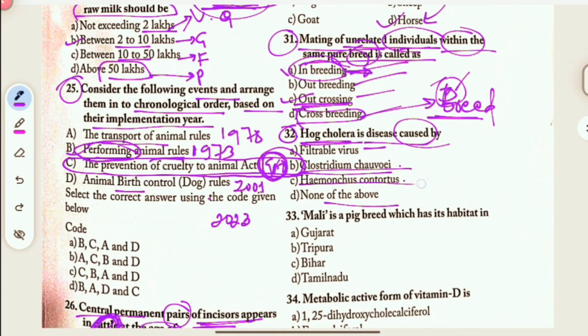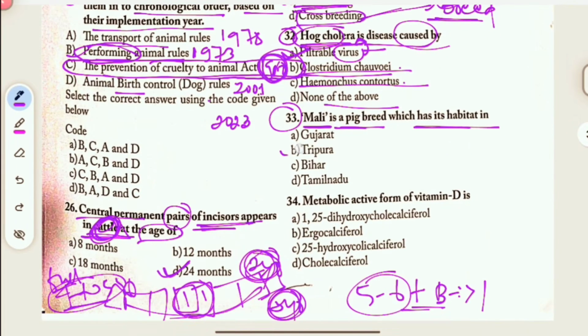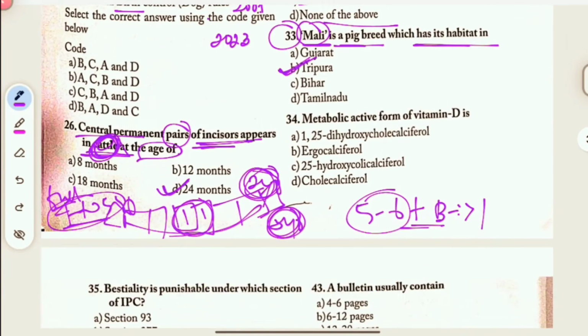Clostridium chauvoei is not, Haemonchus contortus is also not. This is the filterable virus. Hog cholera is the viral disease. Now question 33 says Mali is a pig breed which has its habitat in... This is usually seen in Tripura. So such types of questions are asked.